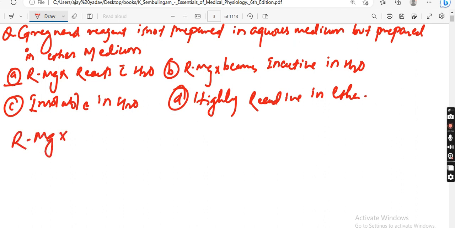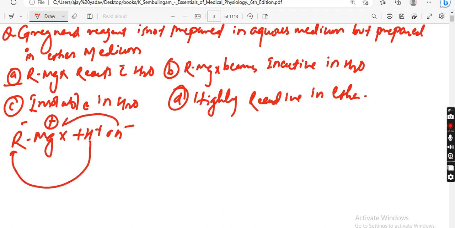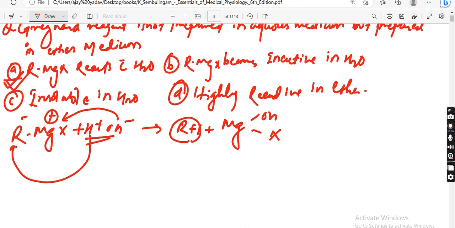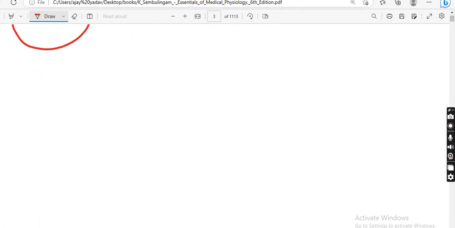So let us see this one. RMgX when reacted with water, right? This part is positive, this part is negative. This H will attack over here and OH minus will attack over here to form RH plus Mg(OH)X. So water reacts with the Grignard reagent to form alkane. It is because of this that the Grignard reagent is not prepared in the aqueous medium. So let us move to the next question.